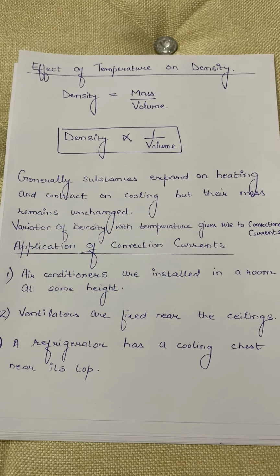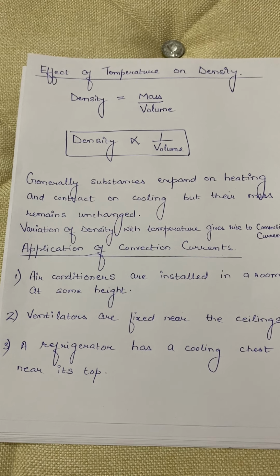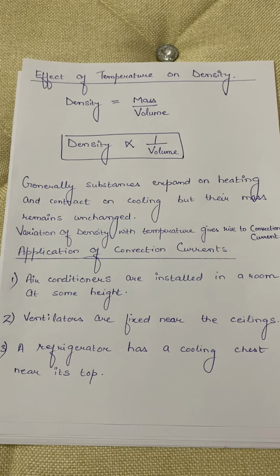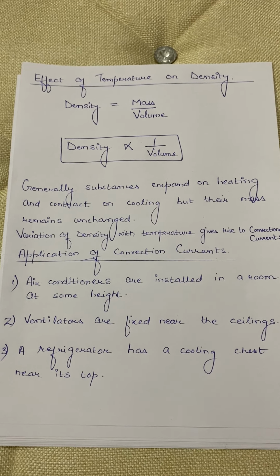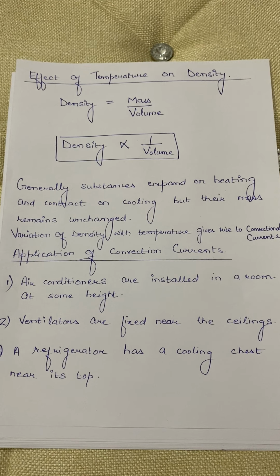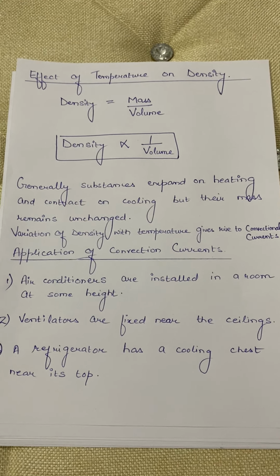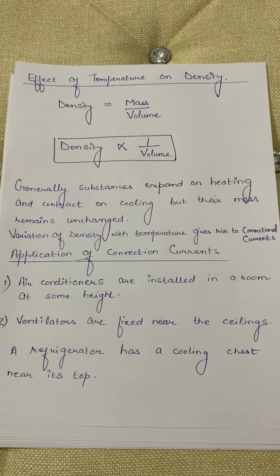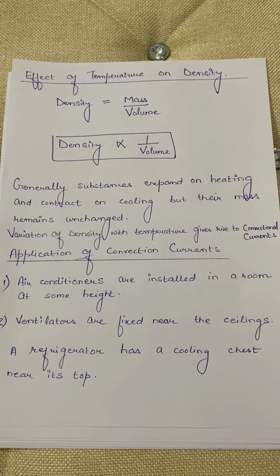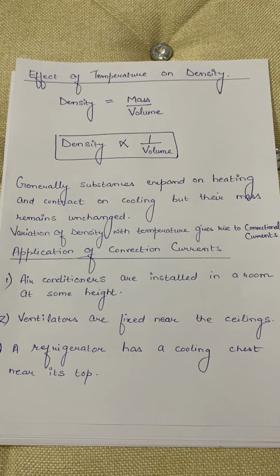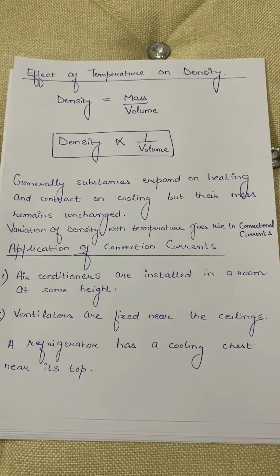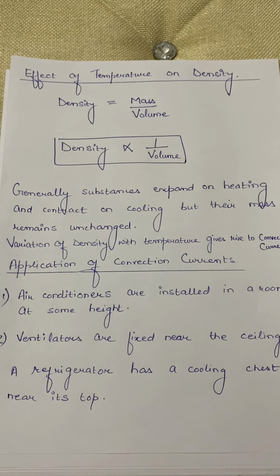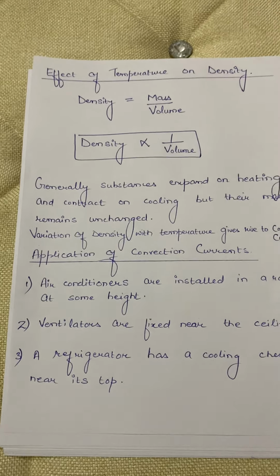Then, next one, a refrigerator has a cooling chest near its top. Again, the reason is the same, to assist the formation of convection current, because the air near the top in contact with the freezing chest gets cooled down. So the cold air, being heavier, comes down, and the hot air, being lighter, will rise from the lower part to take the place of that colder air. Thus, a convection current is set up, and the cold air from the cooling chest cools the entire region of the refrigerator below the chest, because the faster the convection currents are formed, the faster and better the cooling will be.